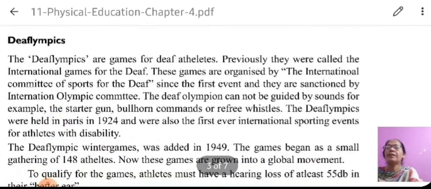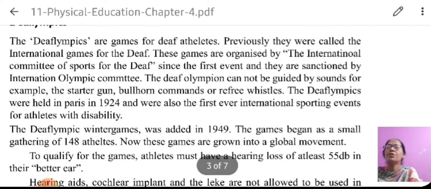Now, Deaf Olympics. It is a silent game. It is for the deaf. These games are organized by the International Committee of Sports for the Deaf since the first event, and they are sanctioned by the International Olympic Committee. The Deaf Olympics cannot be guided by sound, for example, the starter gun, bullhorn command, or referee whistle.